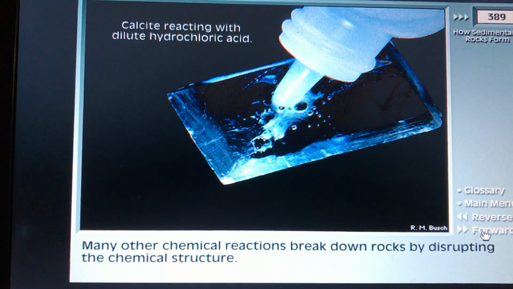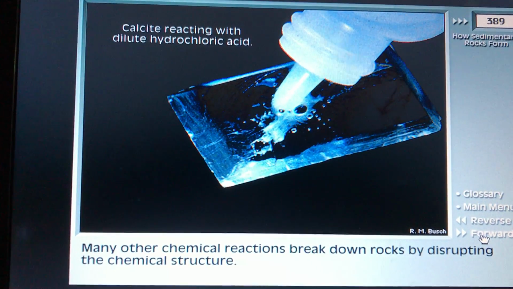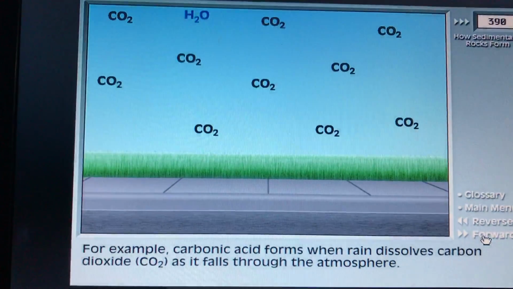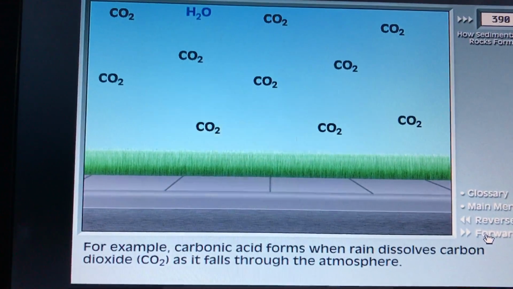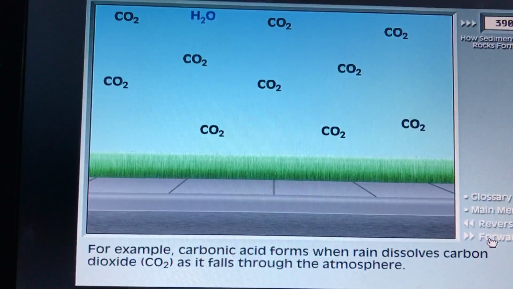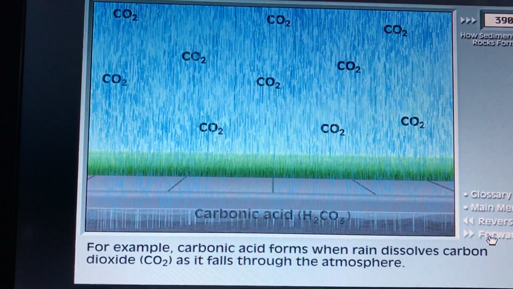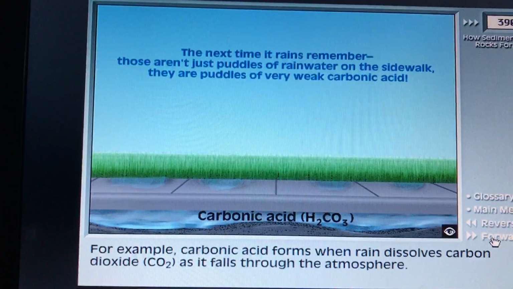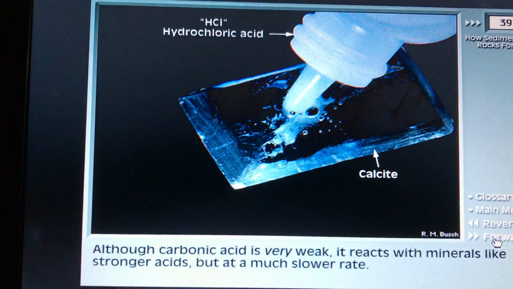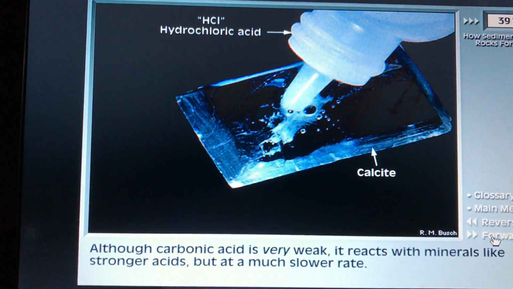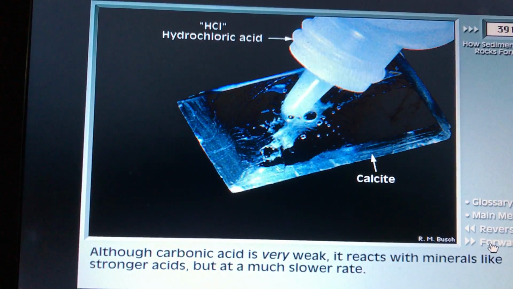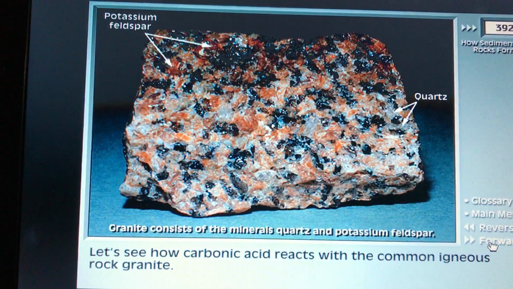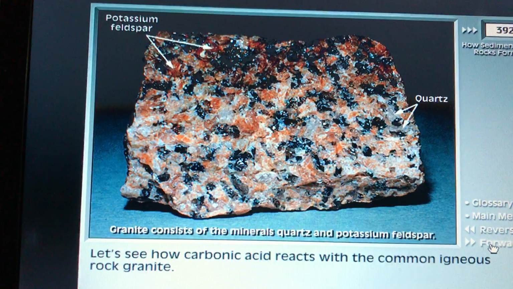Many other chemical reactions break down rocks by disrupting the chemical structure. For example, carbonic acid forms when rain dissolves carbon dioxide as it falls through the atmosphere. Although carbonic acid is very weak, it reacts with minerals like stronger acids, but at a much slower rate. Let's see how carbonic acid reacts with the common igneous rock, granite.